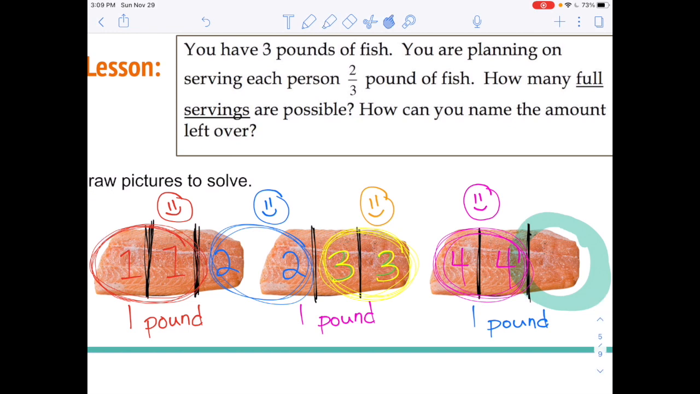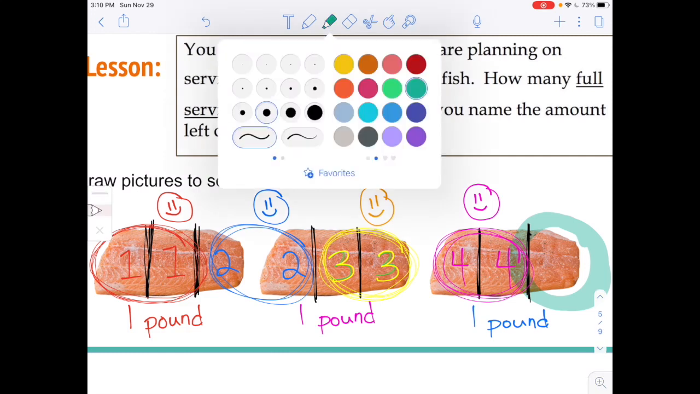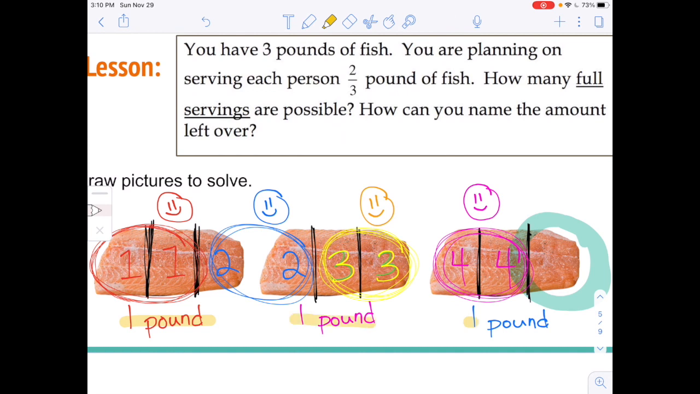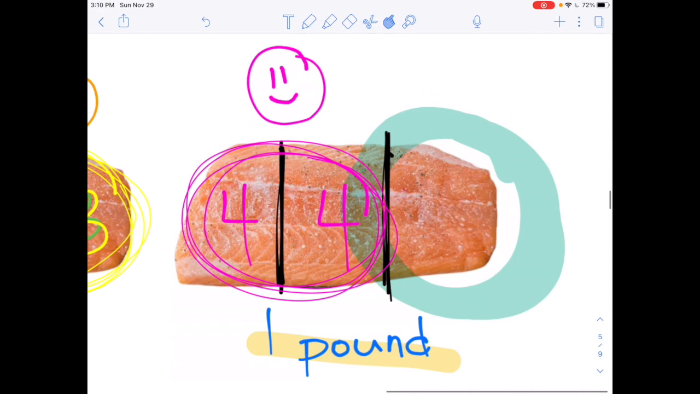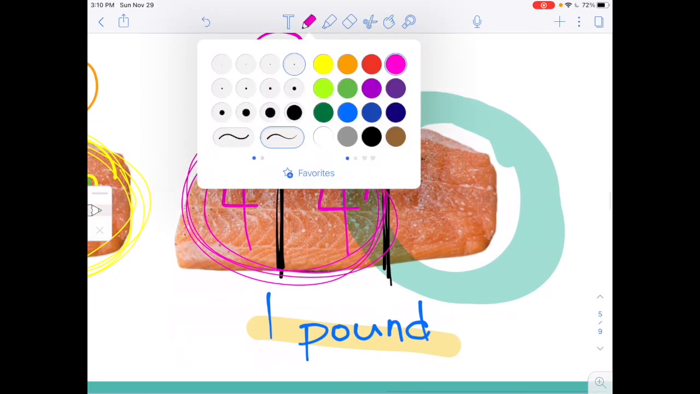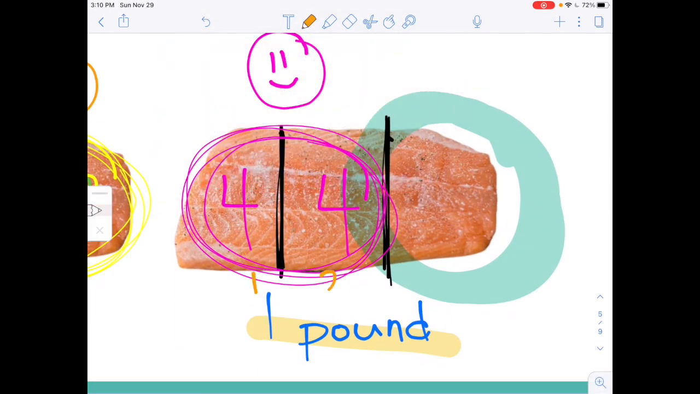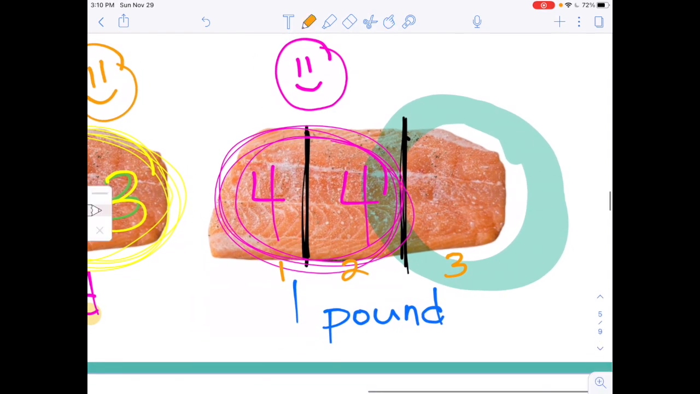Now, this last piece here actually has 2 different names. If I look down on the bottom, I can see underneath each fish, I have the words 1 pound, 1 pound, 1 pound. So if I want to think about that last piece in terms of whole pounds, then I would say I have 3 parts in this entire pound. 1, 2, 3, and I have 1 of them circled. So I have a leftover amount of 1 out of 3, 1 out of those thirds.